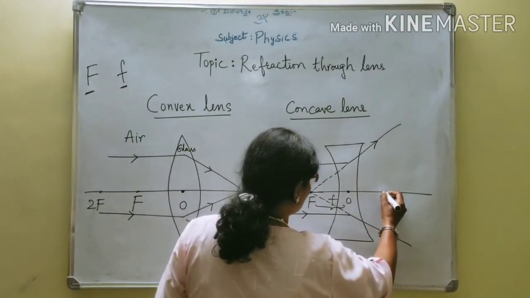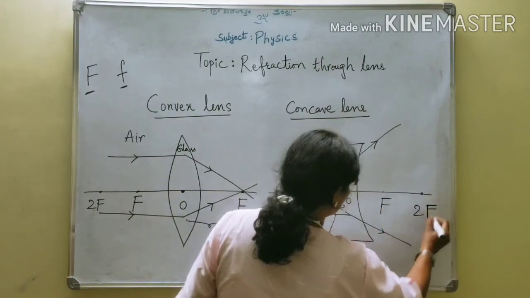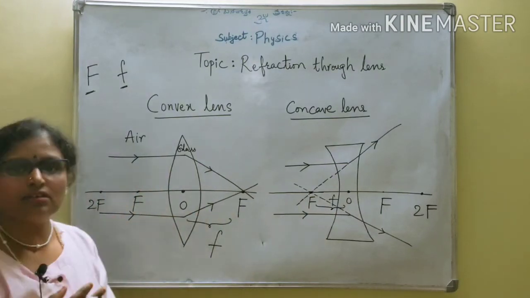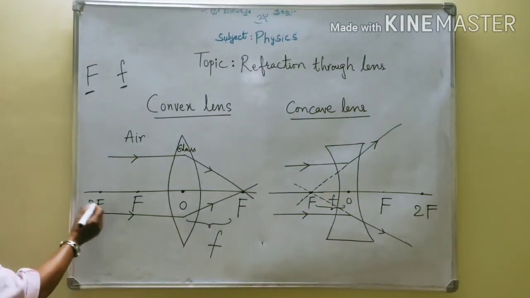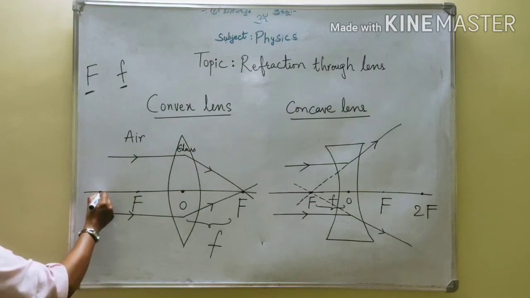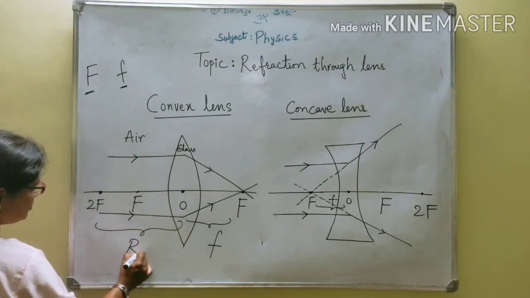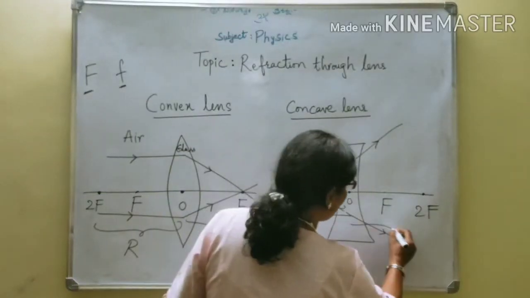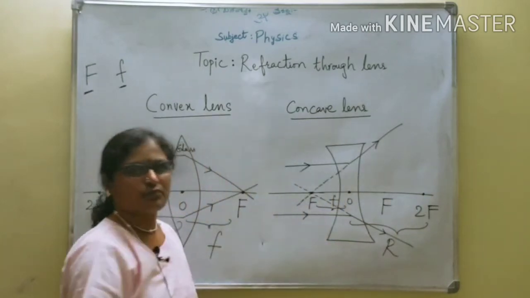For example, if this point is f and this is 2f, there is a relation between the center of curvature and the focal length. Let us see that. The distance between the optic center and 2f, that is nothing but the center of curvature. So this distance is nothing but the radius of curvature represented by R. The distance between the optic center and center of curvature. This is the radius of curvature.